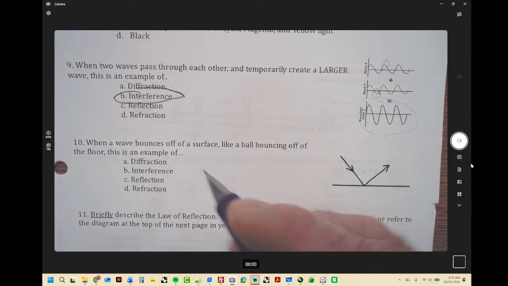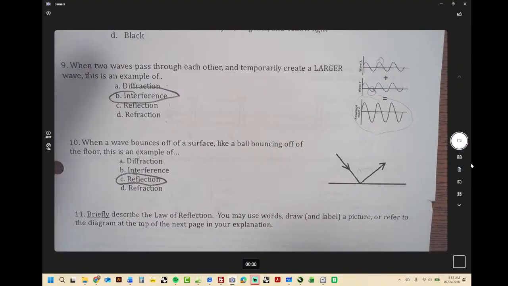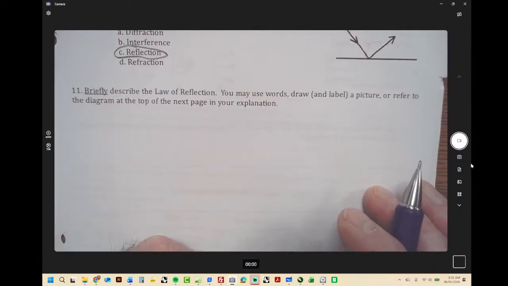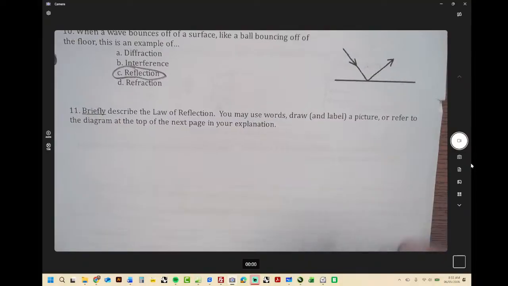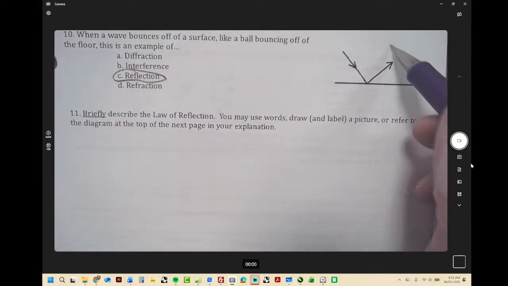When a wave bounces off a surface, like a ball bouncing off, what is that called? Reflection. Briefly describe the law of reflection. So the law of reflection governs this.